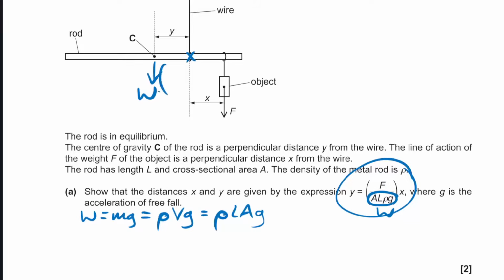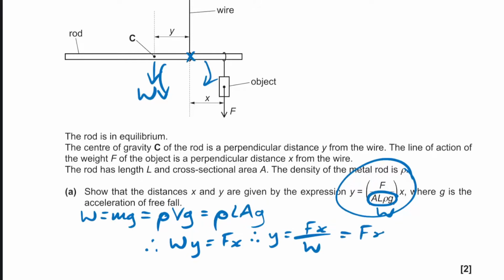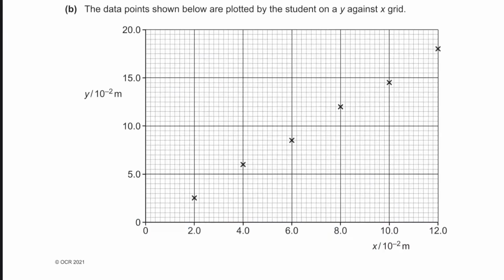We know that this anti-clockwise moment is going to be equal to this clockwise moment here. Therefore, we can say that Wy is equal to Fx. Oh, actually, they want it in terms of y, don't they? Therefore, y is equal to Fx over W. So that's equal to Fx over all of that nonsense. There we go. Data points shown below are plotted. Fine. I'm going to guess that we're going to have to draw a line of best fit.